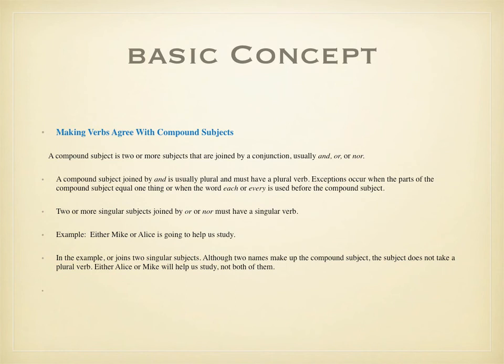Two or more singular subjects joined by or or nor must have a singular verb. And here's an example of that. Either Mike or Alice is going to help us study. Now notice that there are two singular subjects. However, in the meaning of the sentence, only one of them is going to do something, which is help us study, either Mike or Alice, not both of them.